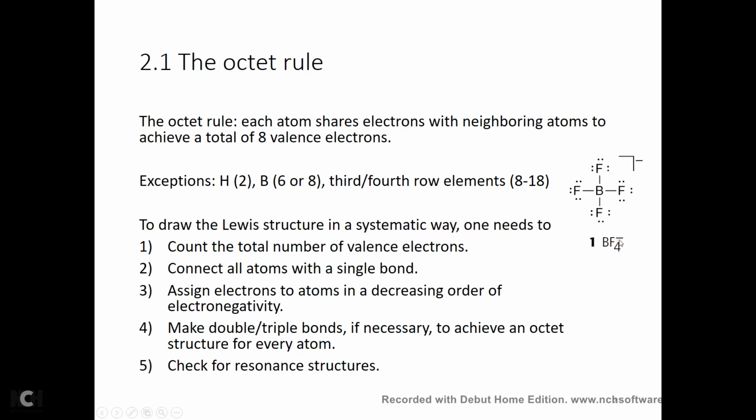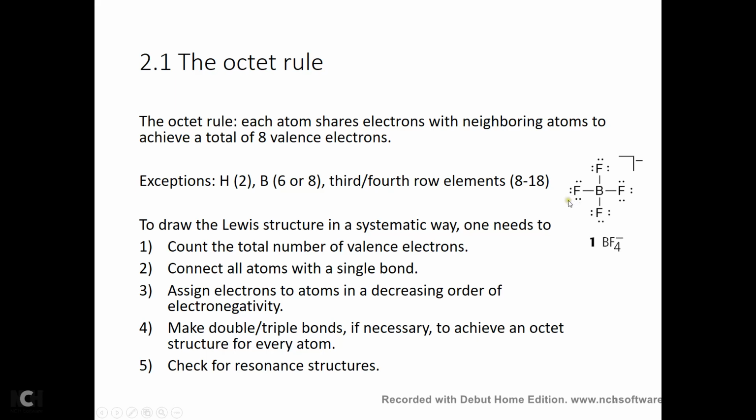First, let's connect all atoms. We make a bond between boron and every single fluorine. We used 8 valence electrons. We have a total of 32 here, minus 8, we have 24. So now we have to give these 24 electrons to the most electronegative atoms first, so fluorine. We give this fluorine 6, now it's an octet, another 6, 6, 6. We used up all 24 electrons.